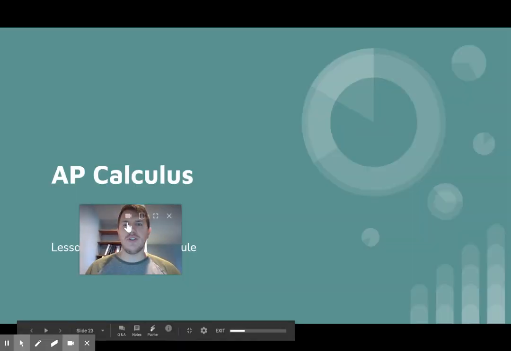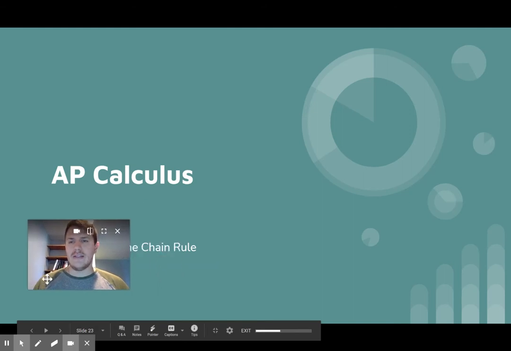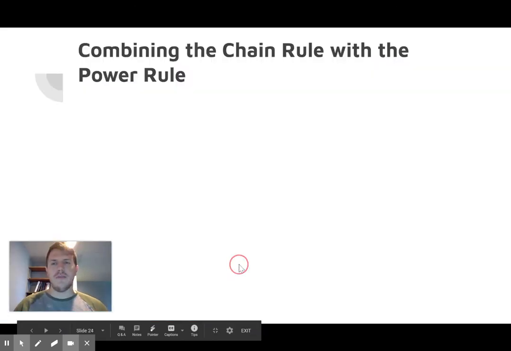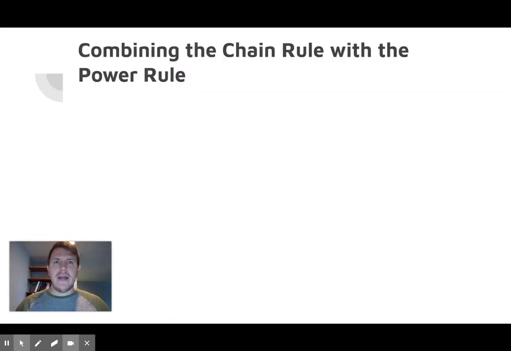Okay. So once again, it's kind of a combination of both the chain rule and the power rule, like we've seen in class already. But I don't think it's too difficult. Let's take a look. So here's the rule here. Combine the chain rule with the power rule.